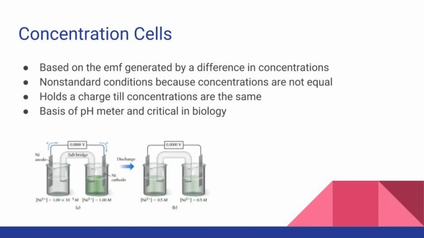Let's move on to concentration cells. Concentration cells are based on the EMF, or electromotive force, generated because of a difference in concentrations of solutions between the two electrodes. This results in a differing potential energy that allows for the electrons to be passed between the two electrodes. The cell holds a charge until the concentrations are equal, and this is the basis for pH meters and is critical in biological processes.